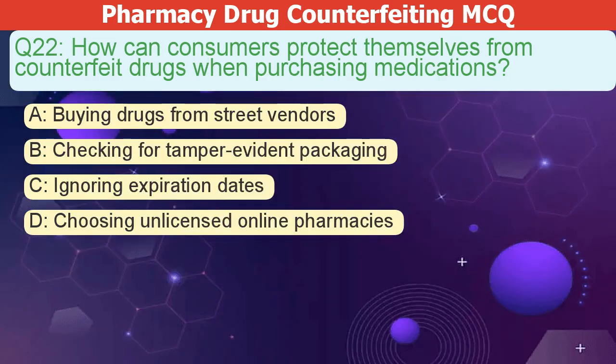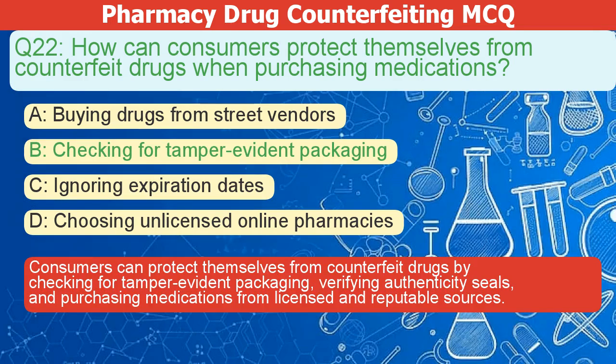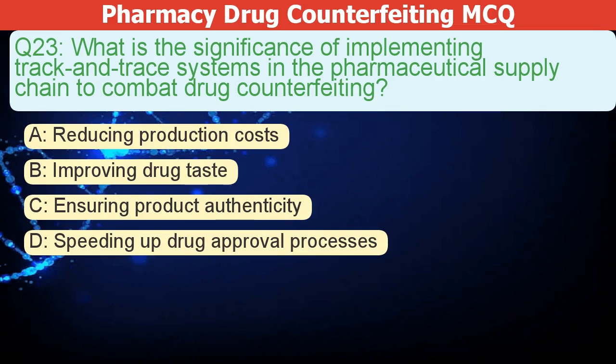How can consumers protect themselves from counterfeit drugs when buying medications? A. Buying drugs from street vendors. B. Checking for tamper-evident packaging. C. Ignoring expiration dates. D. Choosing unlicensed online pharmacies. The correct answer is B. Consumers can protect themselves from counterfeit drugs by checking for tamper-evident packaging, verifying authenticity seals, and purchasing medications from licensed and reputable sources.